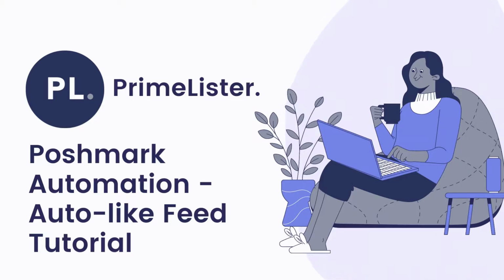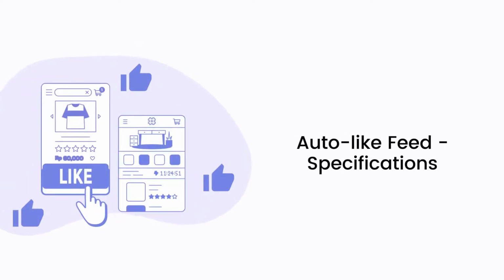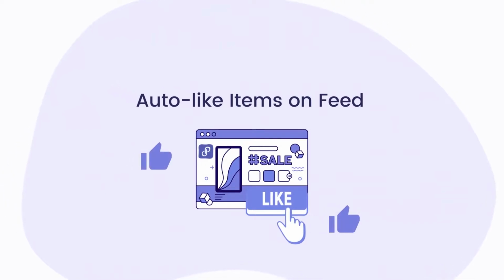Today we will learn how to use the auto-liking feed feature in the Poshmark automation. Let's see what we can do with the feed auto-liking feature in the Primelister extension. You can like the items on the Poshmark feed page automatically.